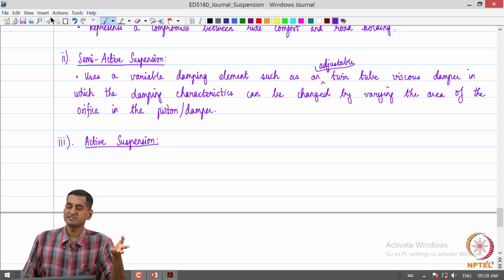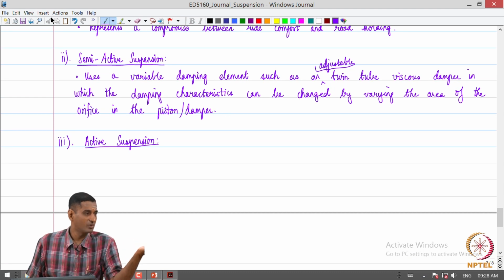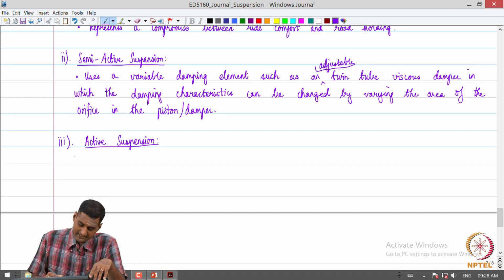What is an active suspension? In an active suspension, in addition to a spring and a shock absorber, we have an actuator which can provide a time varying force on the sprung and the unsprung mass to regulate the suspension performance, so that we can get very good control on how the vehicle is responding to road inputs, cornering, acceleration, braking and so on. So, that is an active suspension.